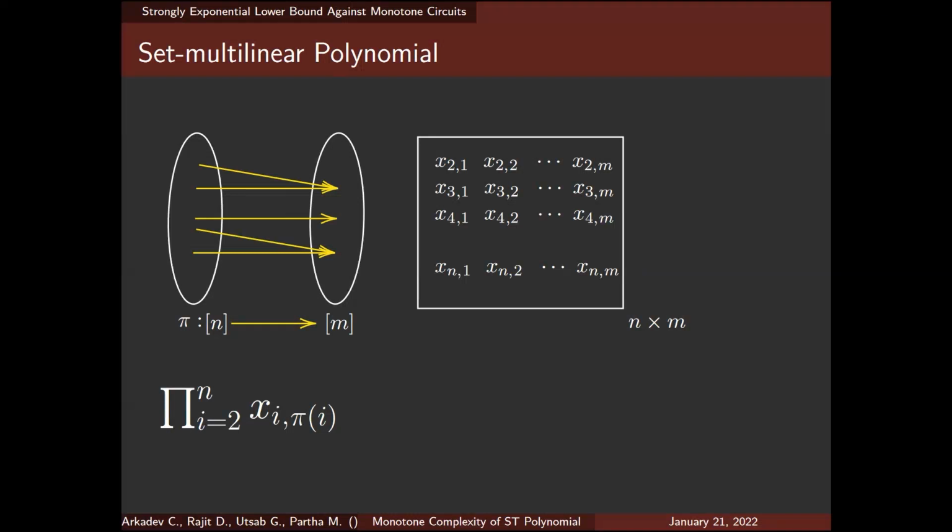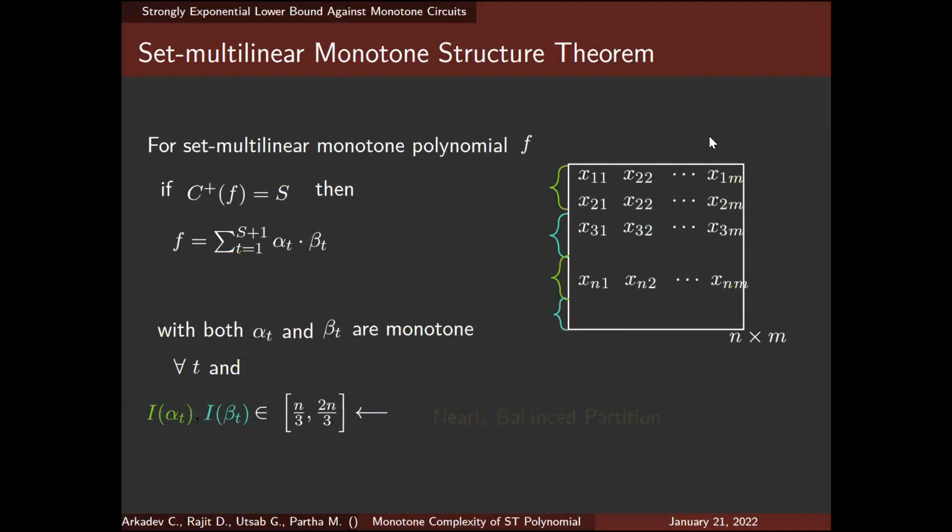Now we are interested in proving monotone lower bound against spanning tree polynomial. So we need a structure theorem for set-multilinear monotone polynomial. This is a folklore structure theorem and has been used previously by Valiant and Jeremy and other authors. Informally, it states how to write a set-multilinear monotone polynomial into sum of simple monotone polynomials. Formally speaking, consider this matrix of variables of dimension n cross m and say f is a set-multilinear monotone polynomial defined over this matrix of variables.